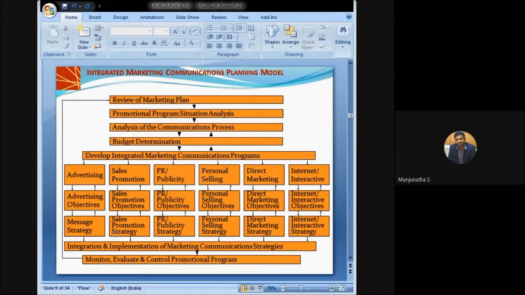Then after this, as a sixth step, there is integration and implementation of marketing communication strategies. Then at the last, we can see monitoring, evaluating, and controlling promotional programs. In every process, the last step will be monitoring, evaluating, or controlling. So let us go one by one in detail in this session.